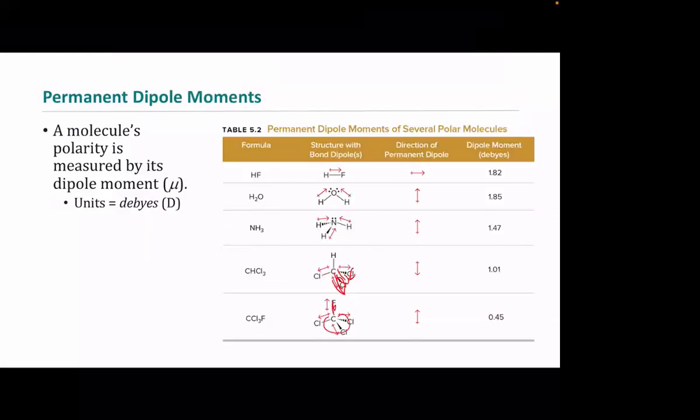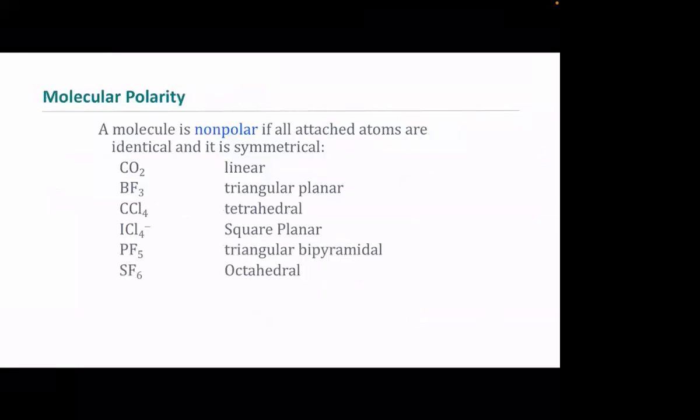So this is the slide that I came up with several years ago, and students have thanked me for this one because it really is something, in my opinion, that should be like a page in a textbook or a table in a textbook. And that is, which of these shapes are symmetrical such that if all the attached atoms are the same, you'll wind up with a non-polar molecule, even though you have these polar bonds.